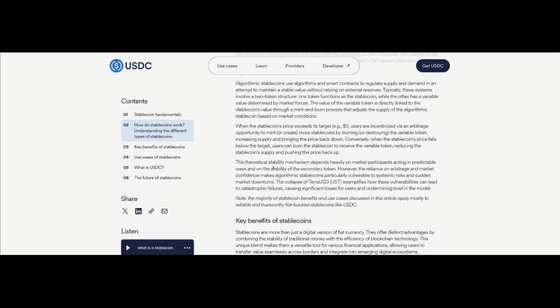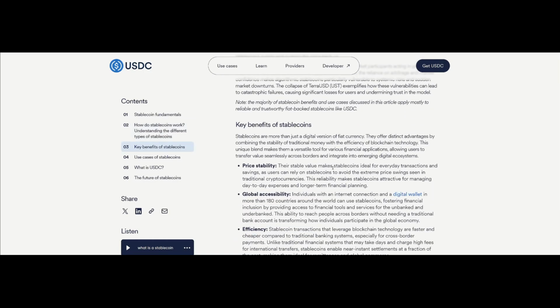This theoretical stability mechanism depends heavily on market participants acting in predictable ways and on the stability of the secondary token. However, the reliance on arbitrage and market confidence makes algorithmic stablecoins particularly vulnerable to systemic risk and sudden market downturns because you're trusting in men, right? Obviously. The collapse of Terra USD, which was major, shows how these vulnerabilities can lead to catastrophic failures causing significant losses for users and undermining the trust in the model, which is why nobody uses that.